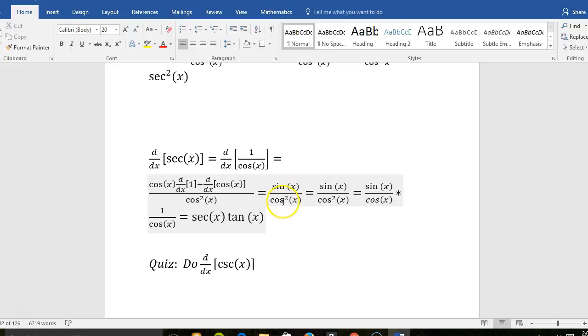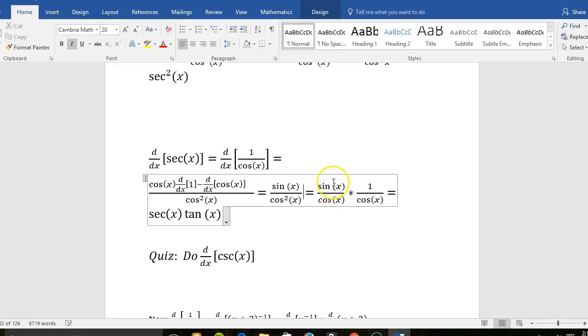So now this is correct, but there's a prettier way to write this. Note that the sine over cosine squared can be thought of as the sine over cosine times 1 over cosine. The reason why I wanted to treat it like this is because sine over cosine is the tan, and 1 over cosine is the secant.